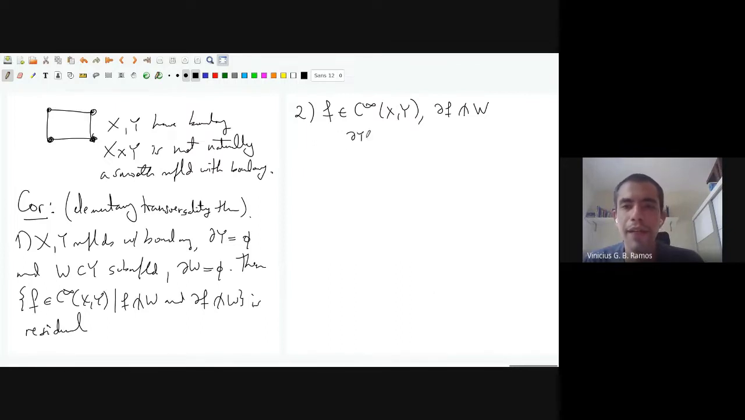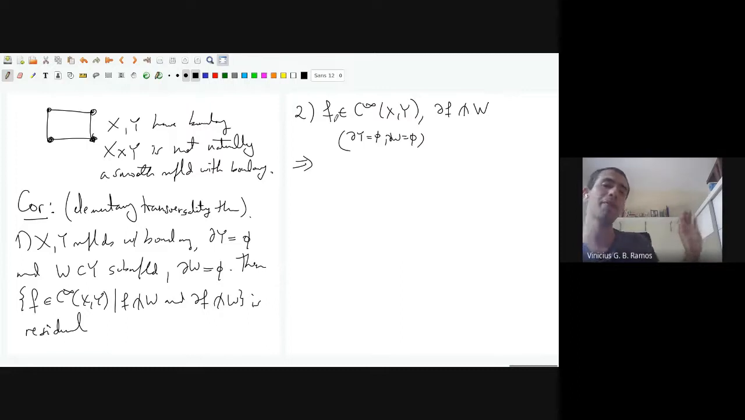The boundary of y is empty and the boundary of w is empty. Then maybe the point here is that you have a function whose boundary is transverse to w, but you don't know what happens in the interior. But you can approximate f to be transverse to w everywhere in the whole interior of x, and not change it in the neighborhood of the boundary.